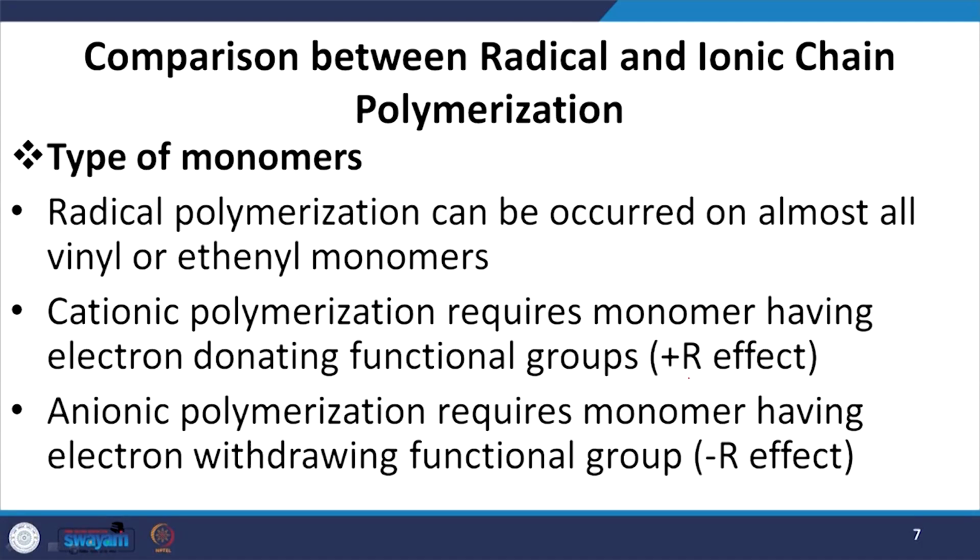Radical polymerization can occur on almost all vinyl or ethenyl monomers, whereas cationic polymerization requires the monomer to have electron donating functional groups, which we discussed earlier, if you recall, that was the plus R effect. And anionic polymerization requires monomers having electron withdrawing functional groups. If you recall, that is the minus R effect from the previous one. So, this is a comparative note among radical, cationic, and anionic polymerization.